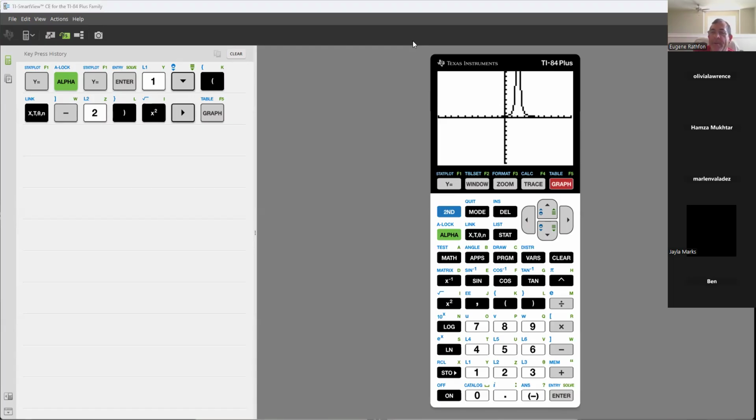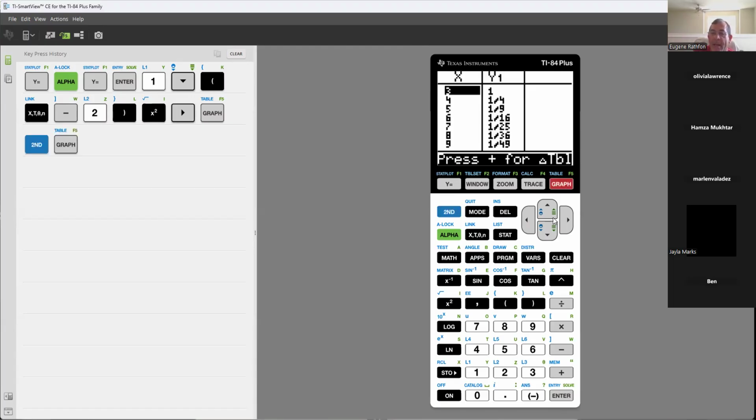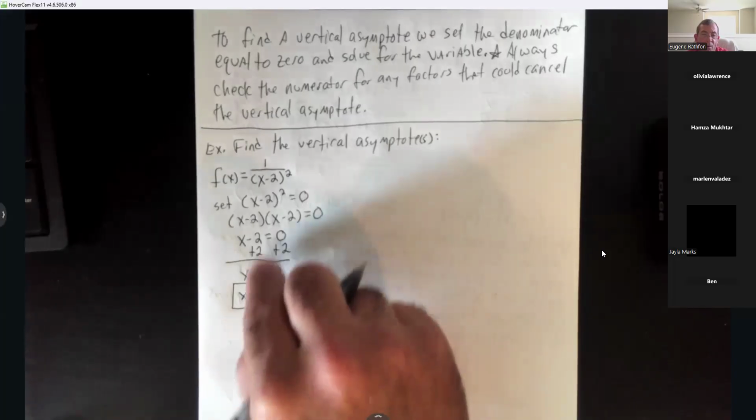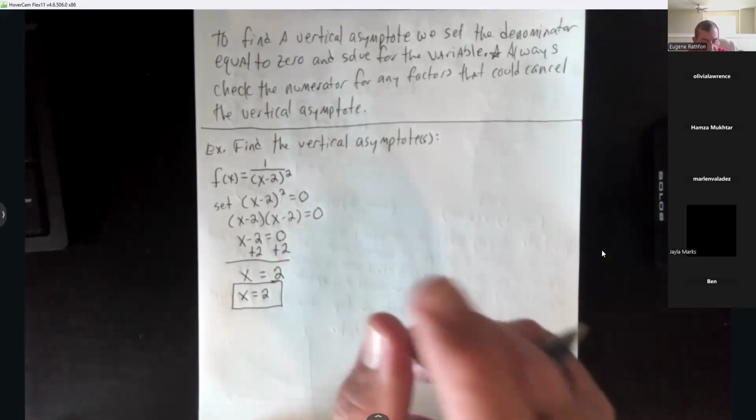Oh, and let me show you what happens when you look at the table, second graph. When you go to x value of 2, you get an error at the x value of 2. And you get an error because it's undefined, okay? So yeah, if you were to graph these, you would see that they cannot cross over wherever you are getting these asymptotes.